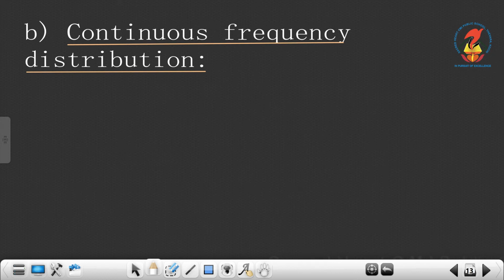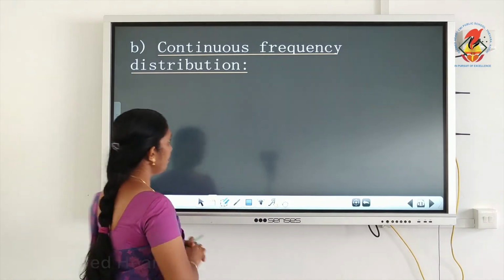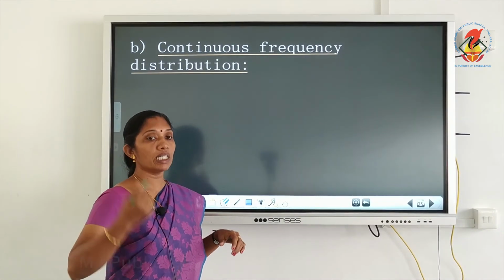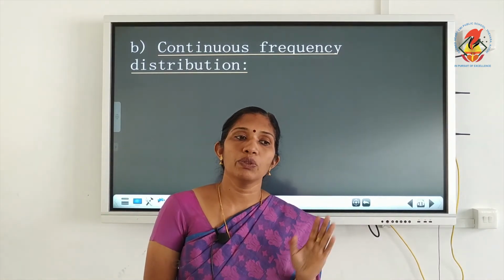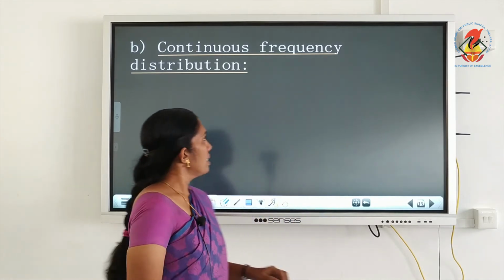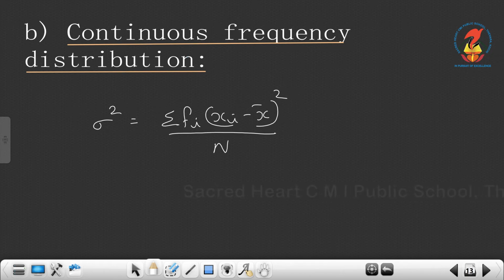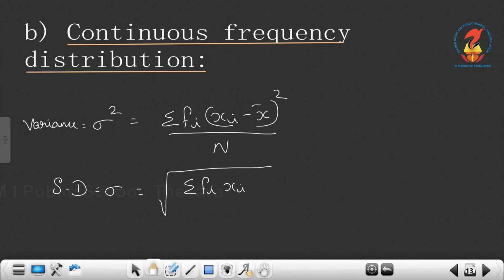Now, continuous frequency distribution. Continuous frequency distribution means class intervals will be given. There also the same way, same formula you can apply. So, class interval will be given, frequency will be given. First, you have to find mean. Mean we can calculate by using step deviation method, that is A, the assumed mean, plus sigma fi di by sigma fi into h. So, the formula is same for variance and standard deviation: sigma fi into xi minus x bar whole square by n. This is variance, then standard deviation, that is sigma, is equal to square root of sigma fi into xi minus x bar whole square by n. And we have a shortcut method that when we do problems, I will explain.